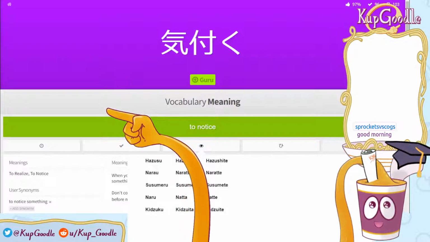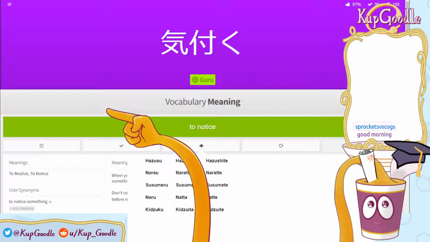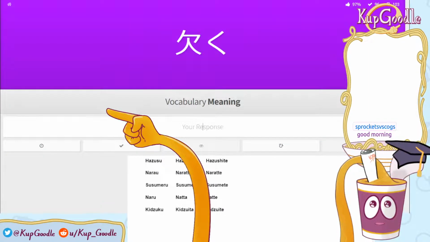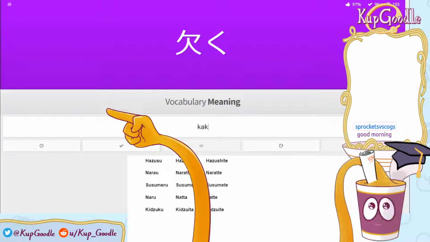I'm noticing a pattern here. A pattern o kizuite. Kizuiteiru. Kizuiteimasu. Kaku is to lack, to miss something. To lack.